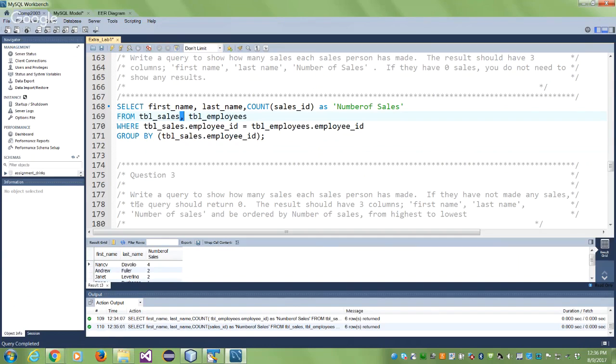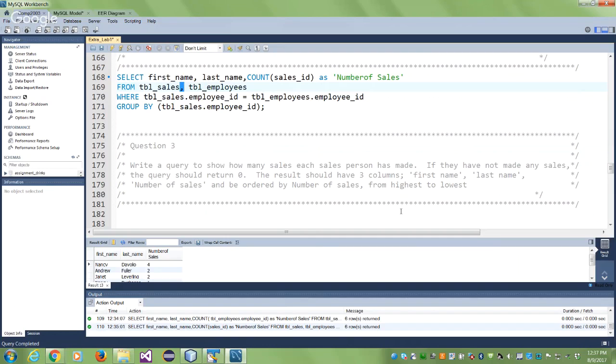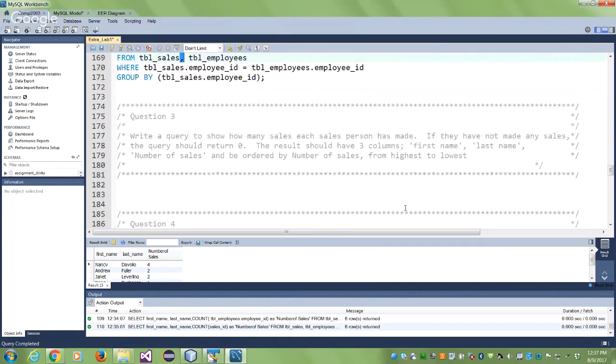Let me see if I've asked you the question. Here it is. Write a query to show how many sales each salesperson made. If they have not made any sales, the query should return a 0. The result should have 3 columns: first name, last name, number of sales, ordered by number of sales from highest to lowest. So it's just an order by. Now look at the question. It says, I want to see everybody. If they have made 0 sales, I still want to see them.